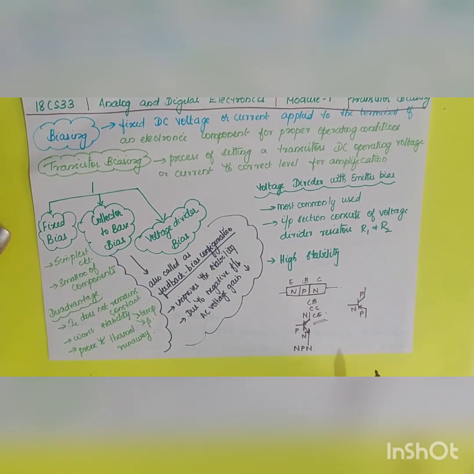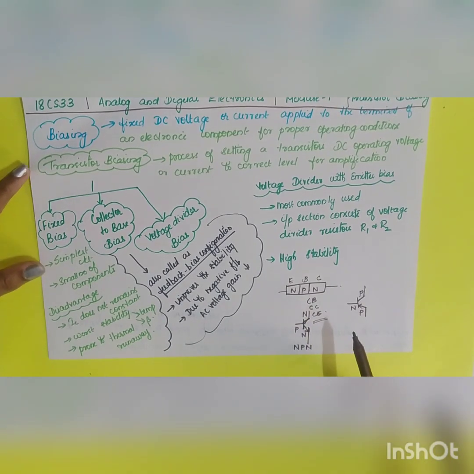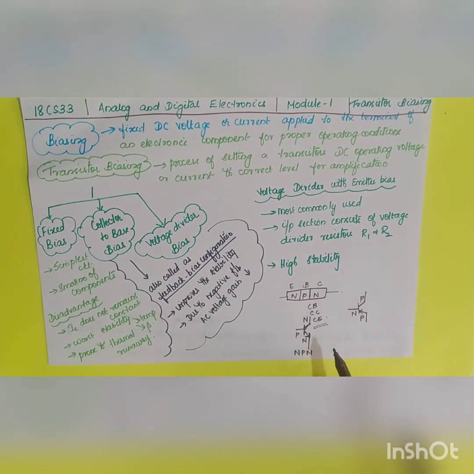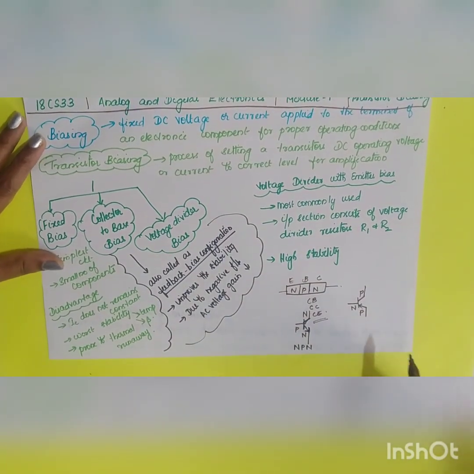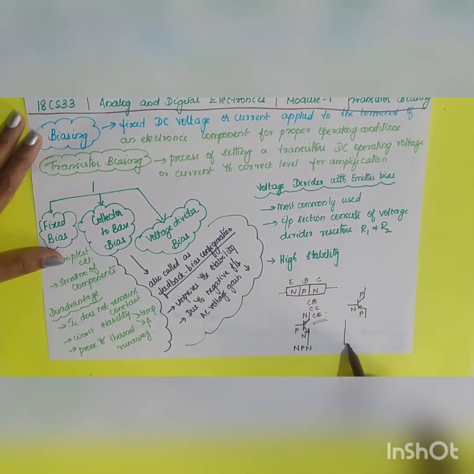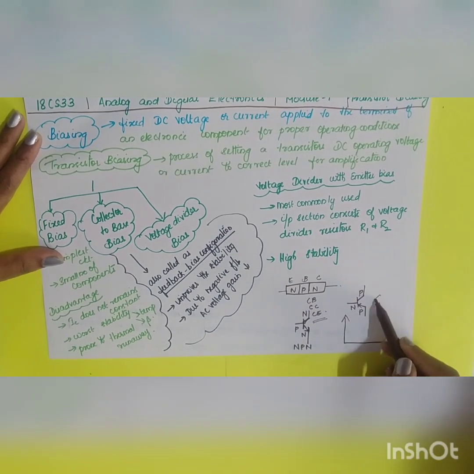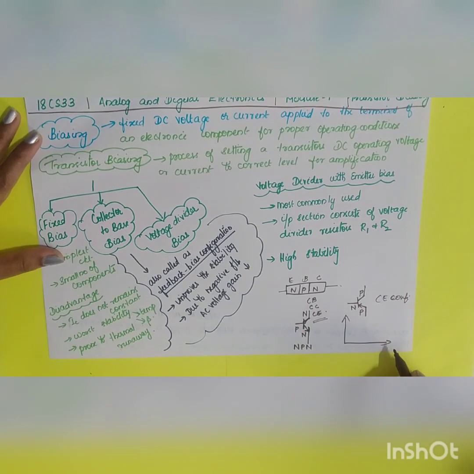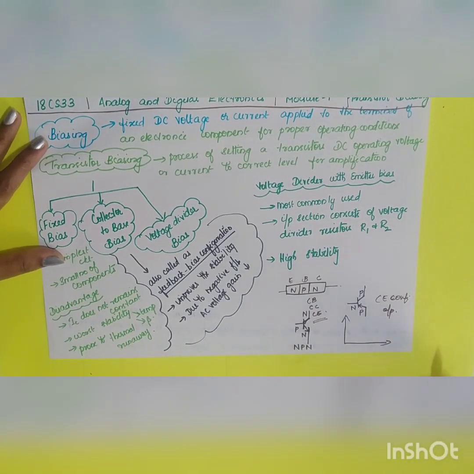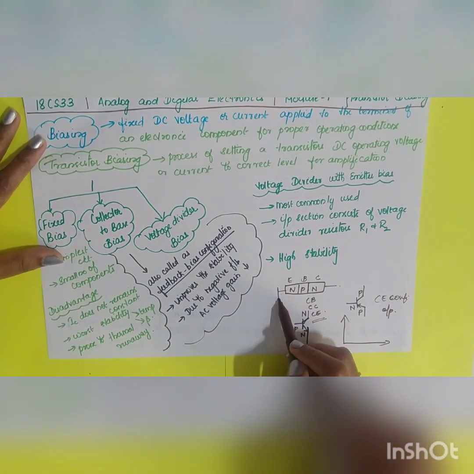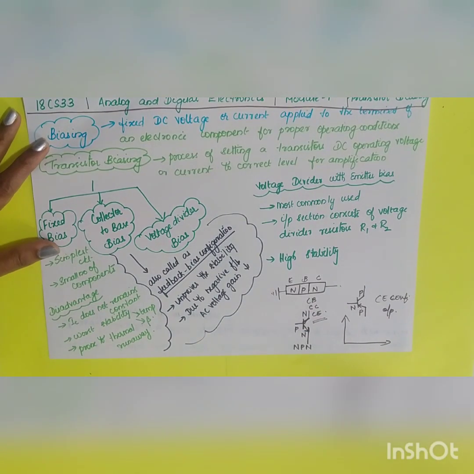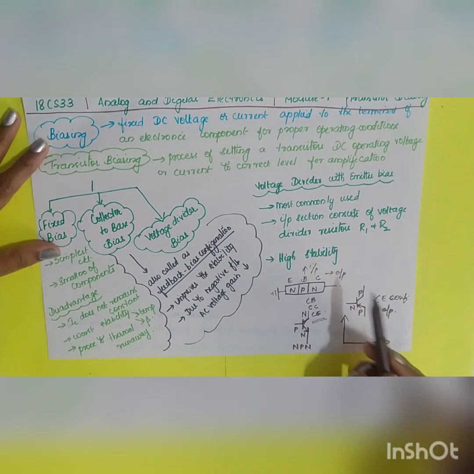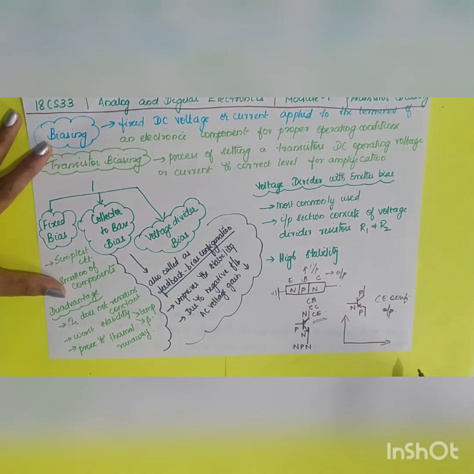Now, transistor biasing is a process by which you set a proper DC operating voltage or current. So why is it necessary? You know that the transistor works in three different regions, right? For the CE configuration, let us take the output characteristics. CE configuration means the emitter terminal will be grounded, the base will be your input and the collector will be your output. So what are your output characteristics?